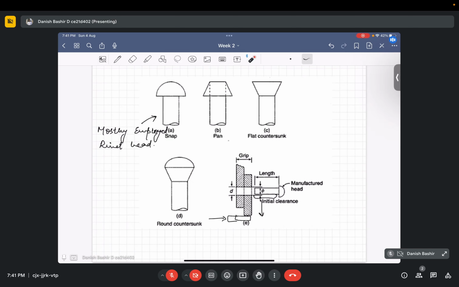So this is the initial clearance I already showed you. This is the initial clearance. This is the manufactured head. This is the length and this is the grip. Okay. Whatever goes in between the plates, that is known as the grip of our riveted connection.